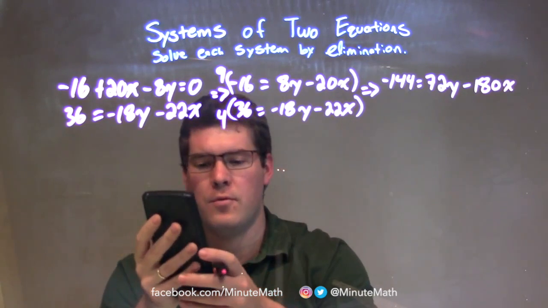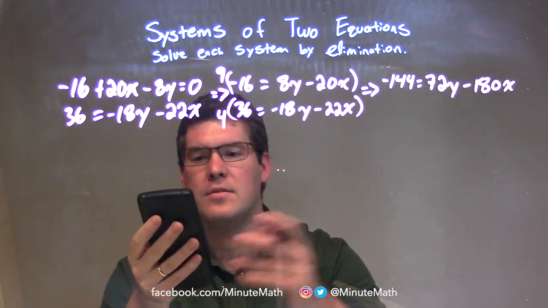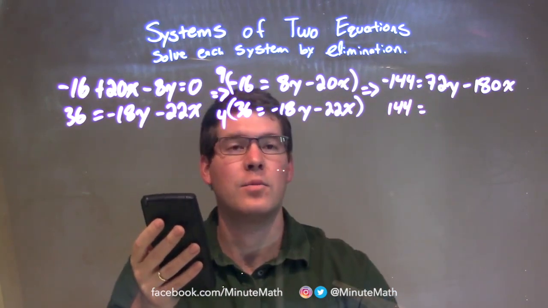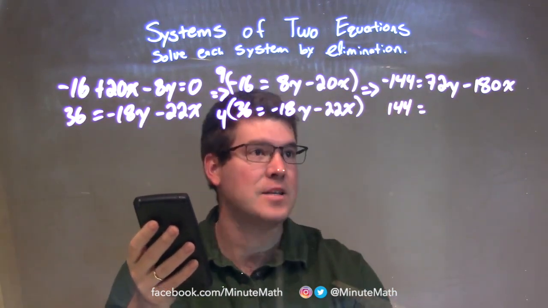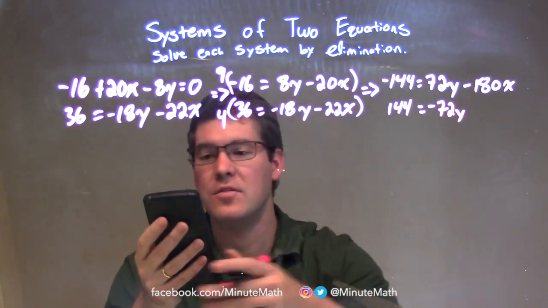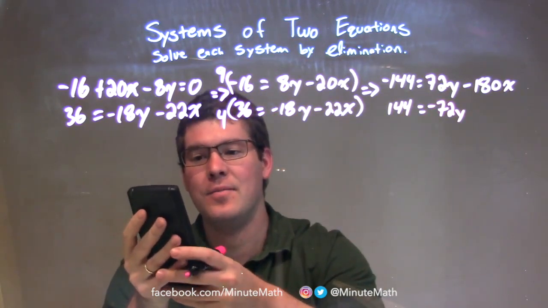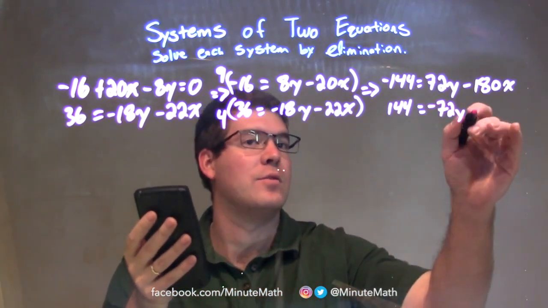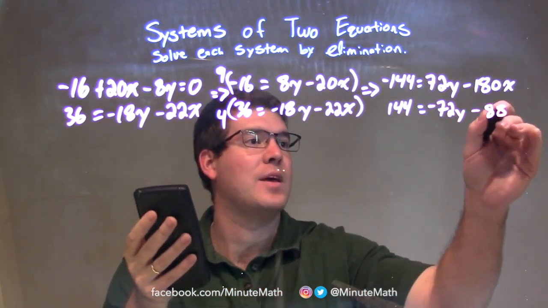Now we distribute the 4. 4 times 36, I think that's 144. So we have positive 144 here. And that's equal to 4 times -18y, which is a -72y. Okay, let's just double check that. 4 times 18 is 72. Great. And 4 times -22 is a -88.